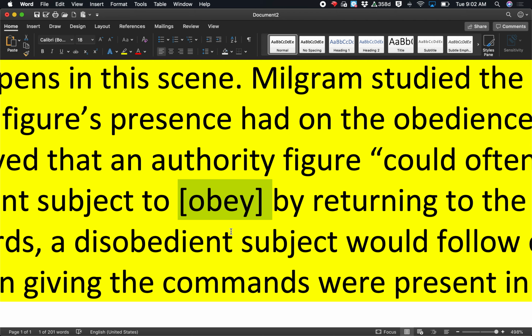Yes. Yeah, if I would have written the subject to go on, it wouldn't have made sense to the reader what Milgram meant by go on. And then I'd have to dedicate another sentence to explaining what Milgram meant by go on. He means obey. So I wrote obey.